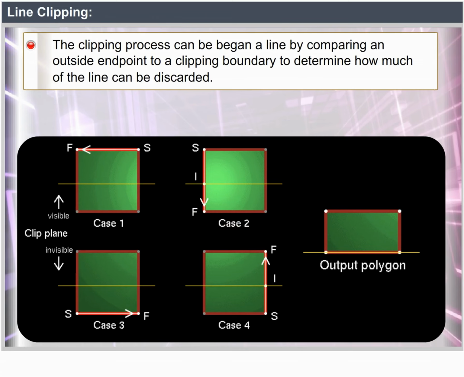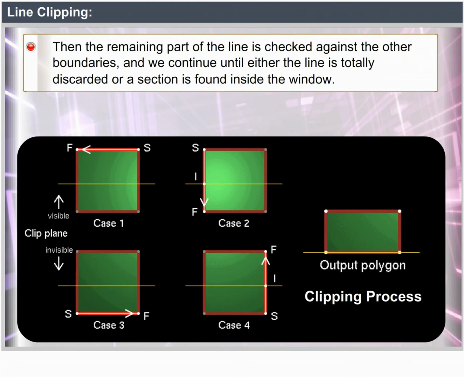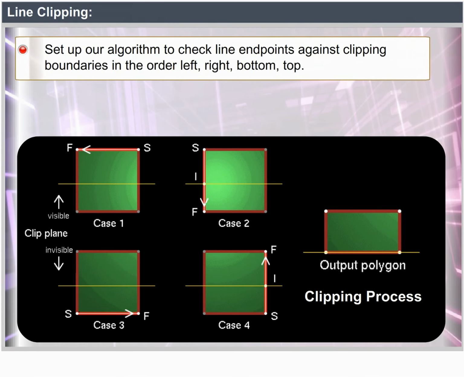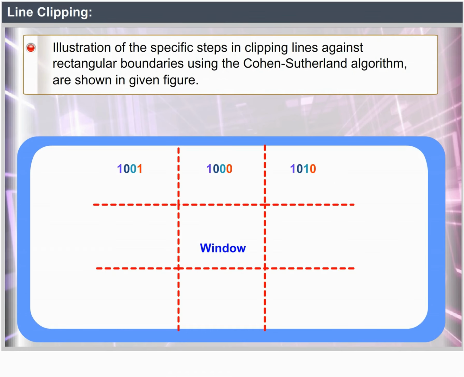We begin the clipping process for a line by comparing an outside endpoint to a clipping boundary to determine how much of the line can be discarded. Then the remaining part of the line is checked against the other boundaries, and we continue until either the line is totally discarded or a section is found inside the window. We set up our algorithm to check endpoints against clipping boundaries in the order left, right, bottom, top. The specific steps in clipping lines against rectangular boundaries using the Cohen-Sutherland algorithm are shown in the given figure.